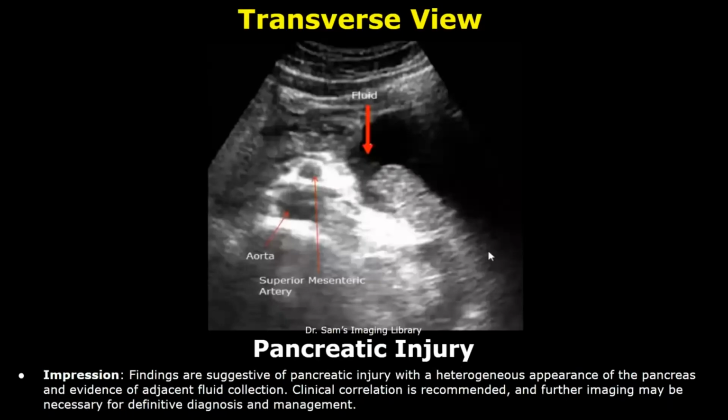In the impression, you can write findings are suggestive of pancreatic injury with a heterogeneous appearance of the pancreas and evidence of adjacent fluid collection. Clinical correlation is recommended and further imaging may be necessary for definitive diagnosis and management.